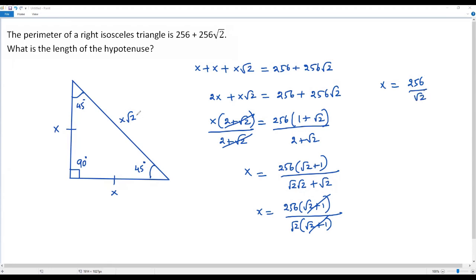Okay, our aim is to get the value of x√2. Now let me multiply both sides of this equation by √2. Then we get x√2 on the left side. On the right side, 256 over √2 times √2. So this √2 will cancel out. We get x√2 equals 256. Okay, here I got the length of the hypotenuse, that is 256.